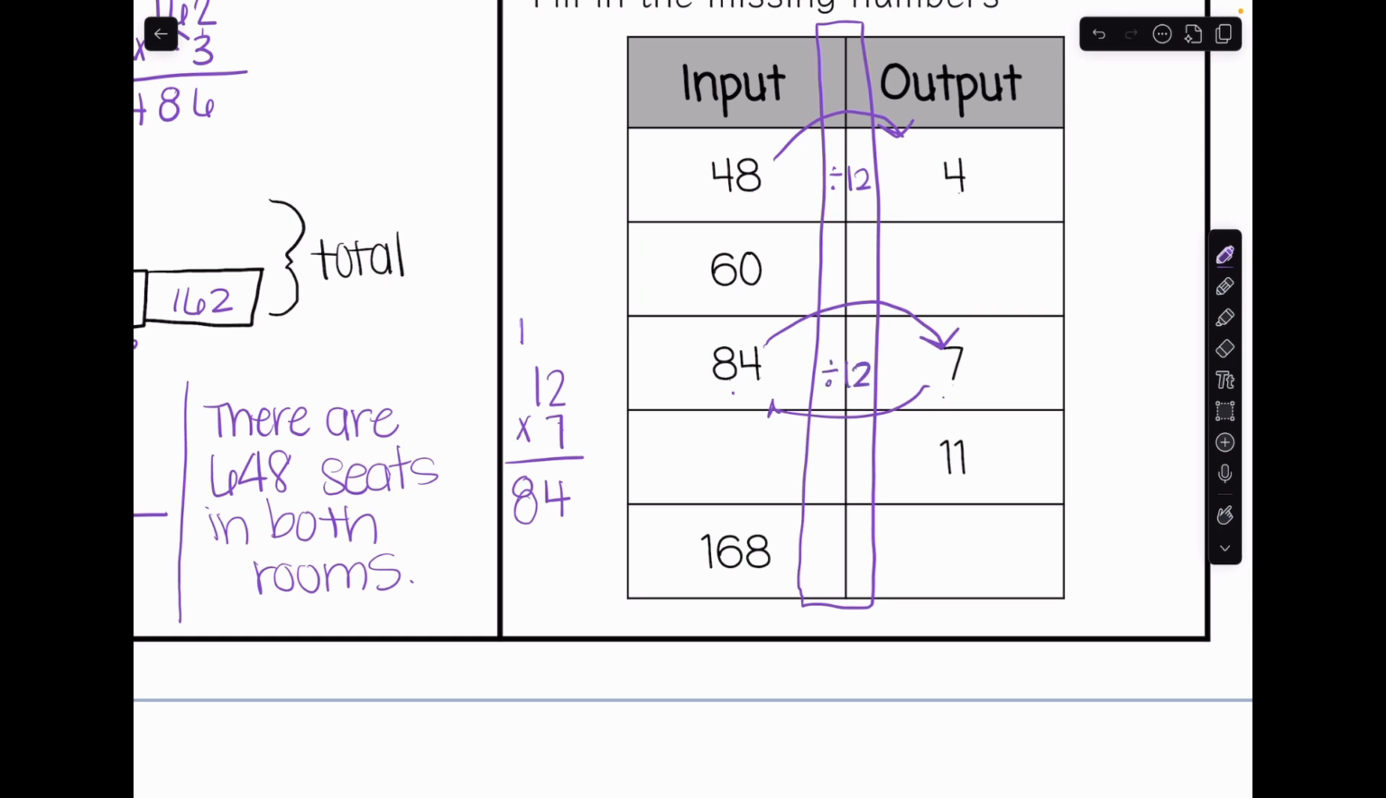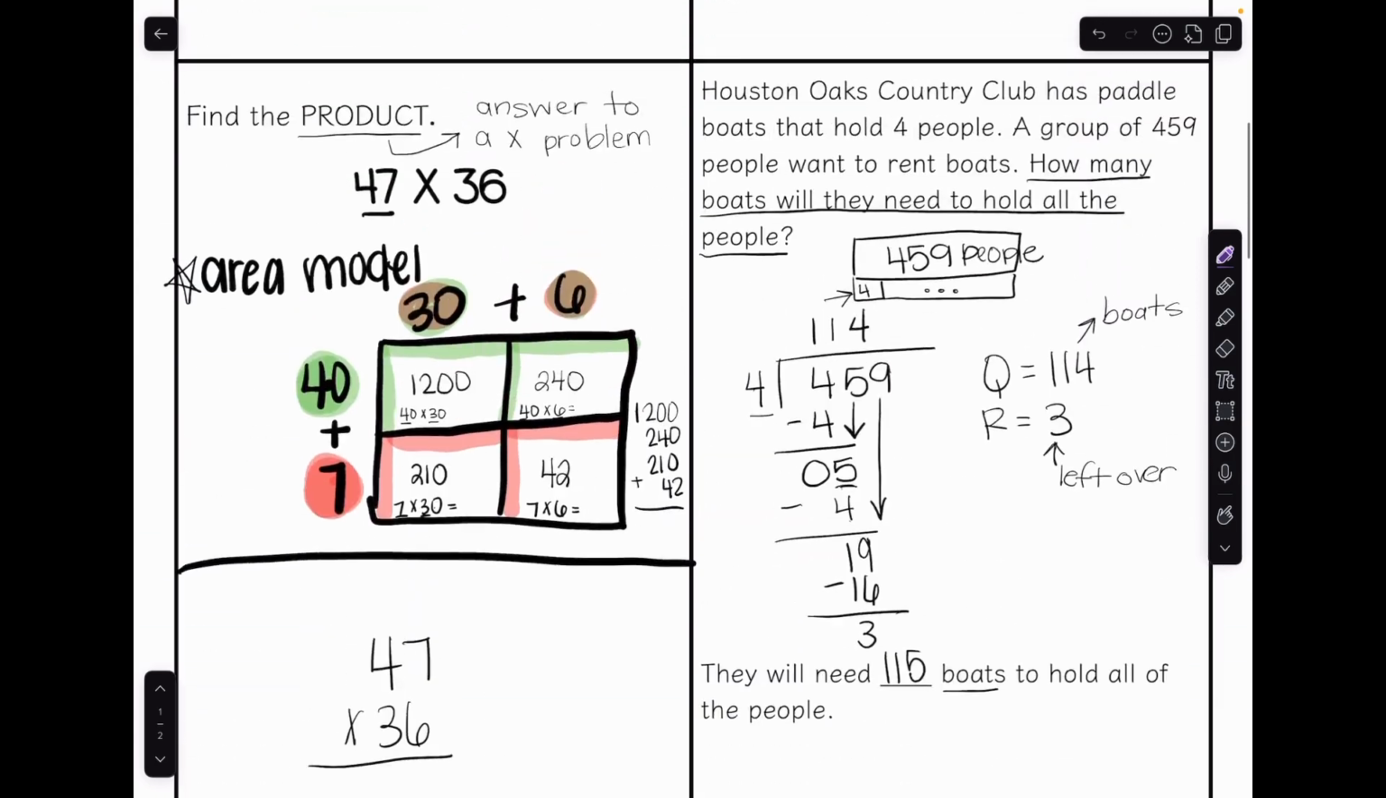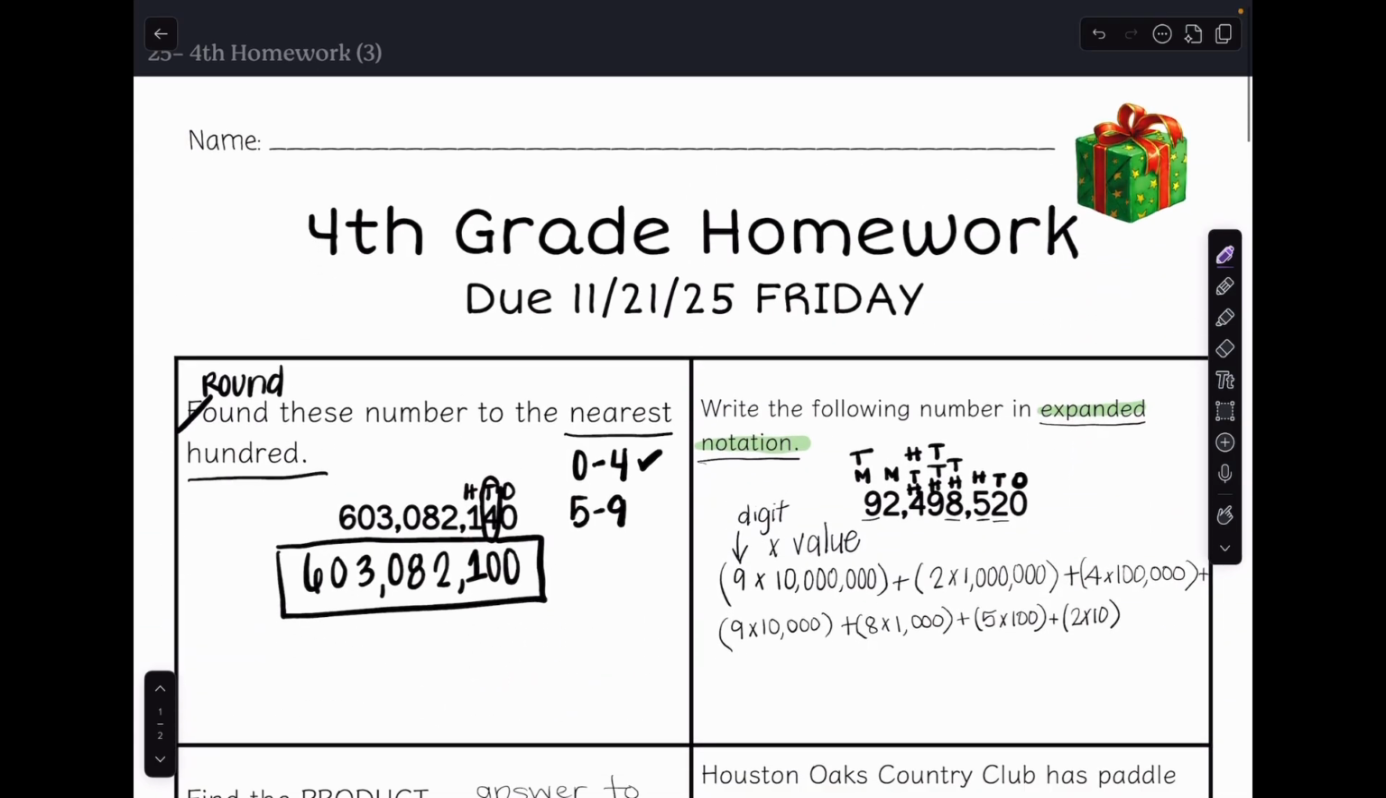So we're going to have to use, again, that inverse operation. What times 12 equals 60? 11 times 12 equals what? And then what times 12 equals 168.